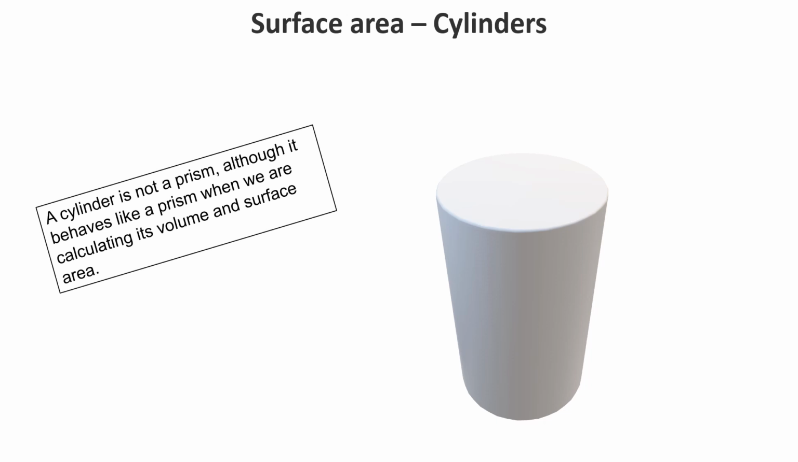Normally the cylinder is not a prism. Always remember that, because we don't have a polygon as the base of the cylinder. That's why it is not considered a prism, although it behaves like a prism when we are calculating its volume and surface area. So let's see how the cylinder works for us.